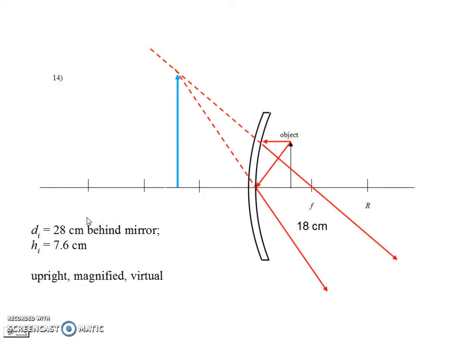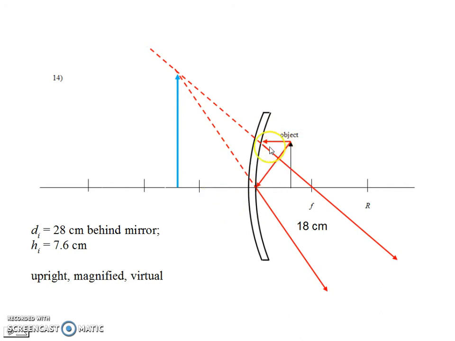It's also a good idea to describe your image, even if the problem doesn't tell you to. This is upright, oriented the exact same way as the original object. It's clearly magnified, and it is a virtual image. Now, let's remind ourselves, why is it virtual? Virtual means that it can't be projected onto a screen. If this is a source of light, like a lamp or a candle, and I put a screen behind the mirror, there's no way to project the image onto the screen because the mirror literally is blocking the way.